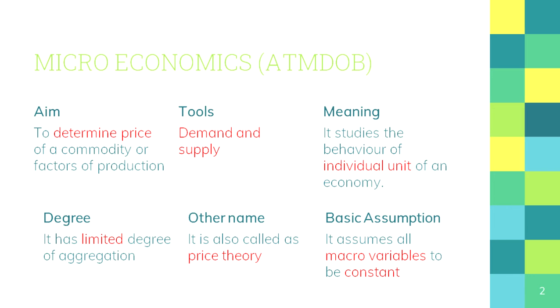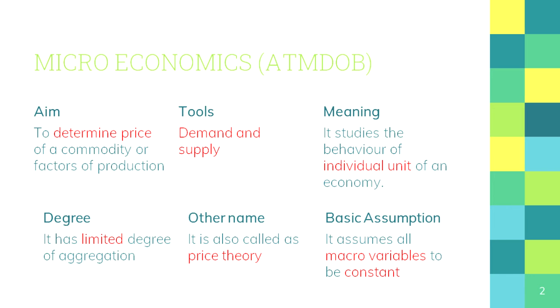Second basis, that is tools. The main tools used in microeconomics are demand and supply. Consumers demand different goods and supply is done by producers. So these are the two important tools that we are going to cover in microeconomics. And the third basis is meaning, which we covered yesterday in Zoom class. It studies the behavior of individual units of an economy. So I'm not explaining it again.